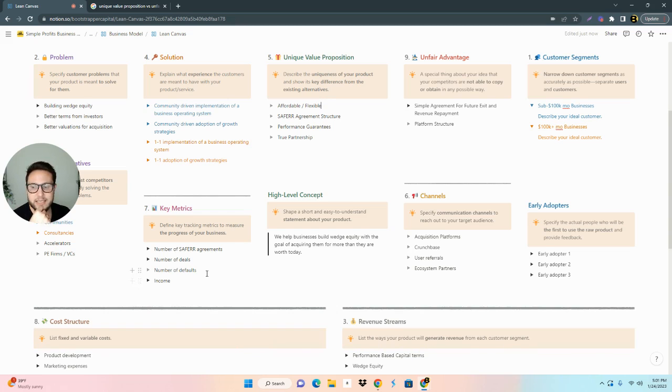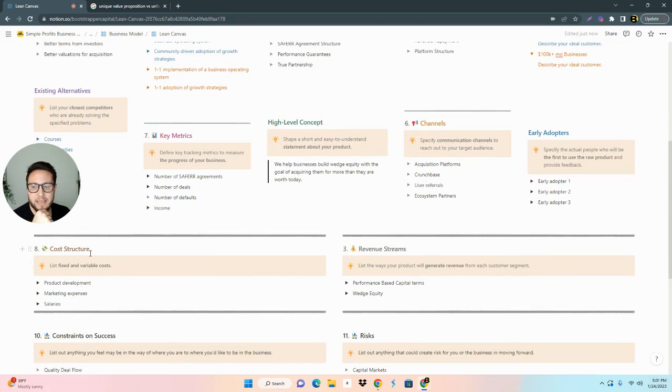All right. So that's 7. In terms of 8, now we're getting into the cost structure of the business, meaning start to plan financially.